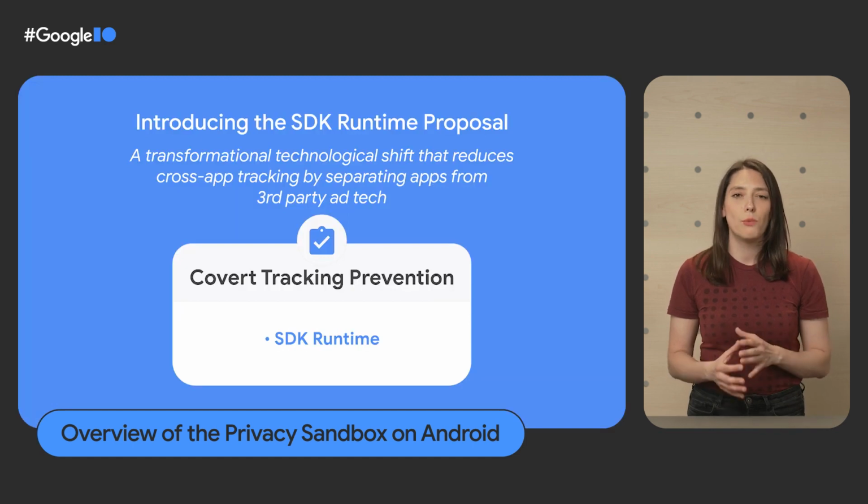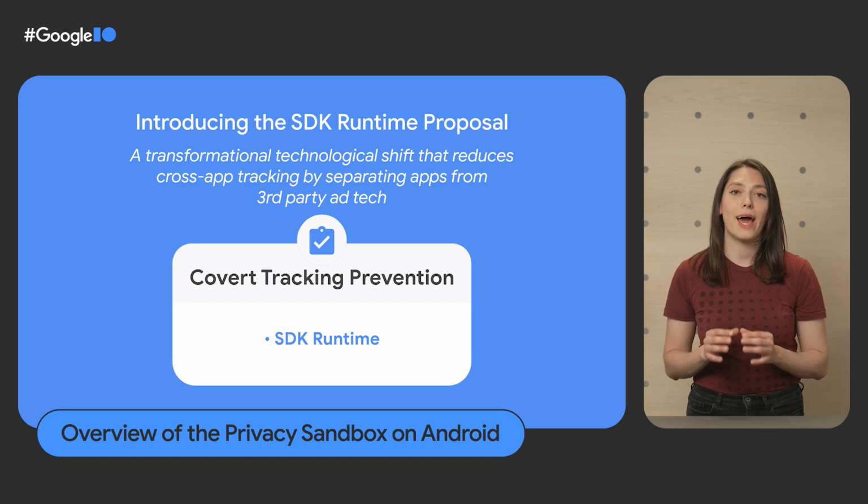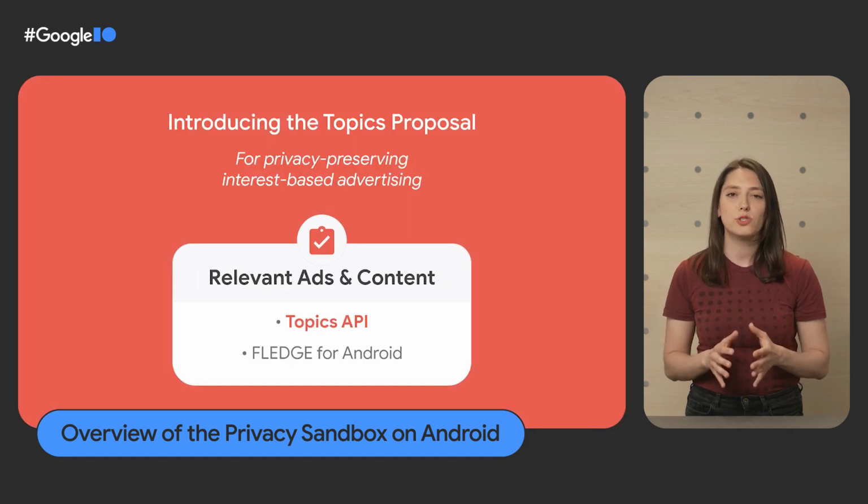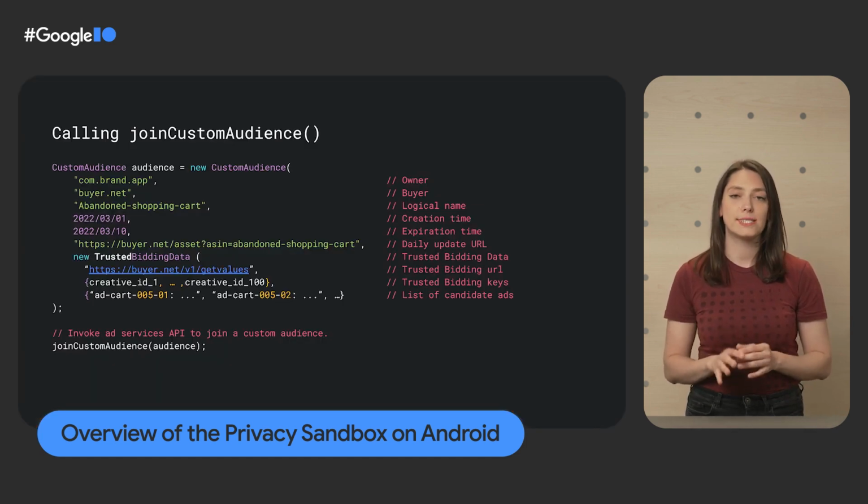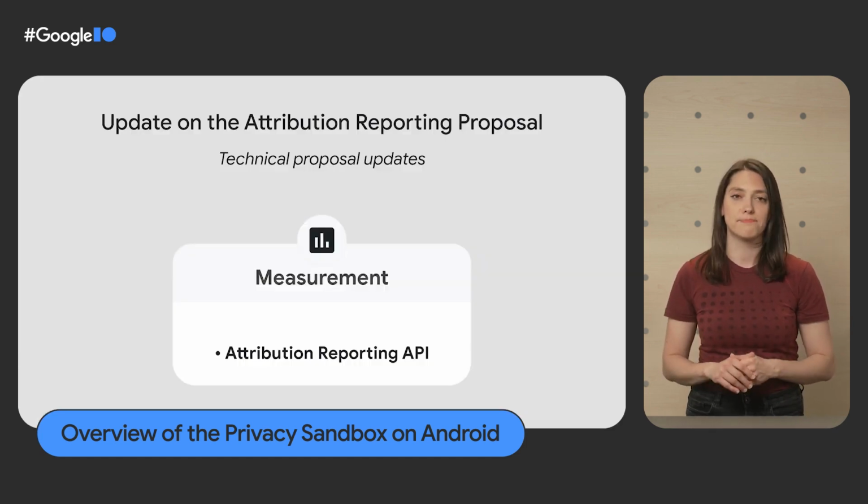In Android 13, we plan to introduce the SDK runtime to distribute, install, and run ad-related SDKs independently from apps to limit the data they can access. We also plan to introduce new privacy-preserving APIs for targeting user interests, managing custom-defined audiences, and for attribution reporting. Check out Overview of the Privacy Sandbox on Android for all the details.